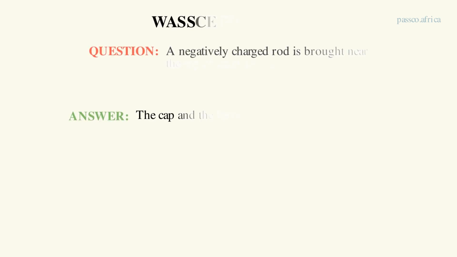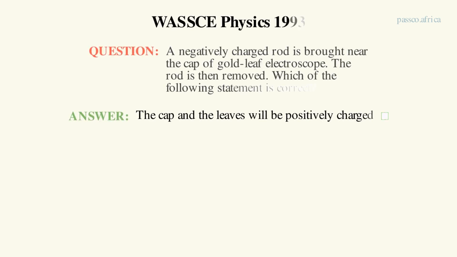Welcome to Passco Africa. Here is the question. A negatively charged rod is brought near the cap of a gold-leaf electroscope. The rod is then removed. Which of the following statements is correct? Now, try it yourself.